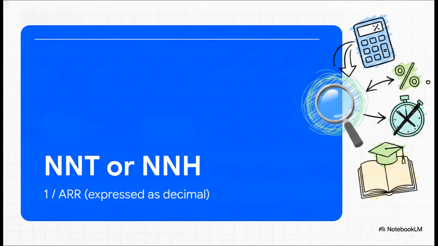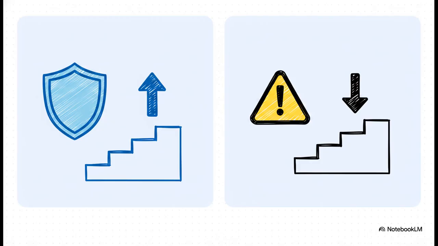But hey, major warning for your exam here. You must always convert your ARR percentage into a decimal first. You divide 1 by the decimal, not the whole percentage number. Don't let that trip you up. Now, what's really fascinating about these rounding rules is how they dictate safe medicine. For NNT, which is a benefit, we always round up to the next whole number no matter what the decimal is. Why? Well, if the math says you need 14.2 patients to prevent an event, treating 14 just isn't enough.